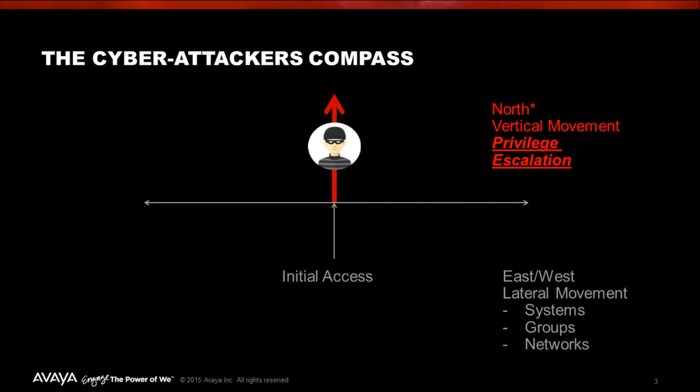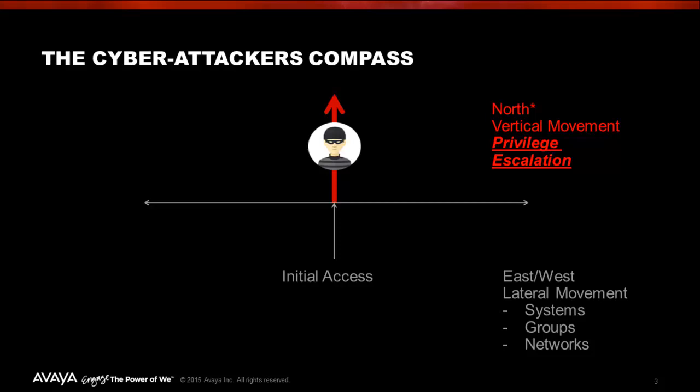What do we mean by north movement? North is the target. And if it's a PCI domain, it's credit card data. If it's a HIPAA environment, it's healthcare records. North is the target. This is the privilege escalation. This gets them further inbound into the network.